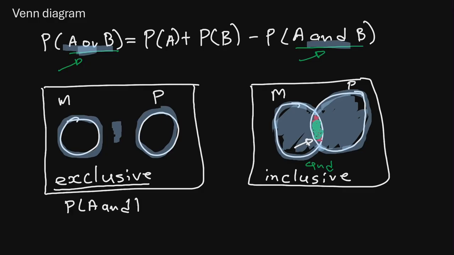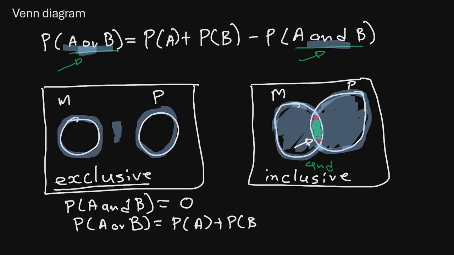So this will mean that in here on the exclusive events, the probability of A and B is going to be 0 because we don't have learners that are doing both maths and physical science. And therefore, the general equation of probability of A or B will reduce to probability of A or B equal probability of A plus probability of B because we don't have an intersection. But now if we have an intersection, that means the general equation will be that.